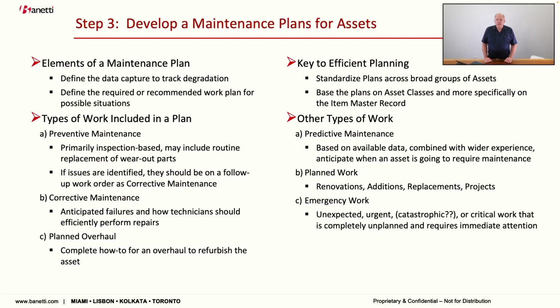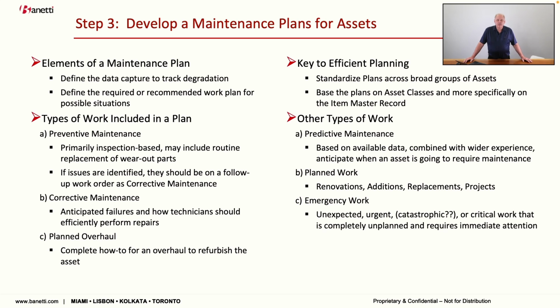From there, we need a maintenance plan. So we need to define the data captured that's necessary to track that degradation, and then respond to that with a recommended work plan for possible situations, whether that be a preventive maintenance, corrective, or an emergency situation. What's in the work plan? Pretty straightforward. For PM, it's an inspection. It may include some basic repair of wear-out. So your car, if it still has an internal combustion engine, has routine maintenance of an oil change.